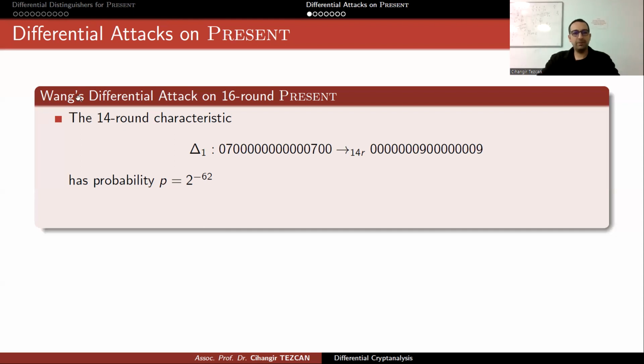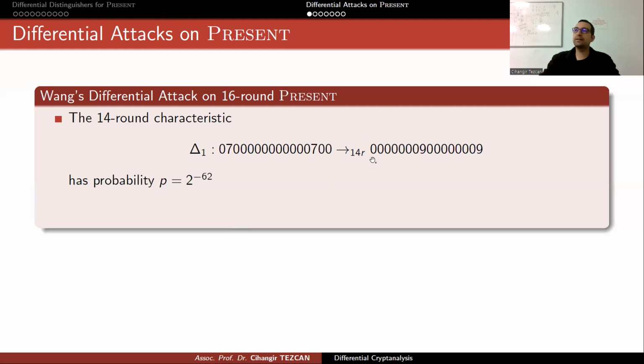So in that paper, Wang obtains a 14-round characteristic, in hexadecimal notation, the 16-bit input. He says that if you have differences only for these two S boxes, as the input difference 7, after 14 rounds the output difference will be like this, with probability 2 to the minus 62. As you can see, this is larger than 2 to the minus 64. This is why he stops at 14 rounds. Otherwise, we would continue to 15 or 16 rounds.